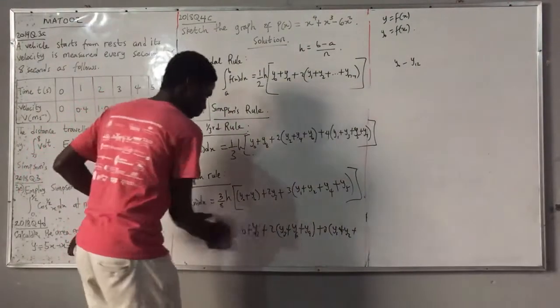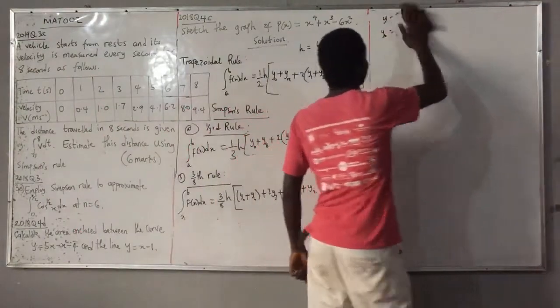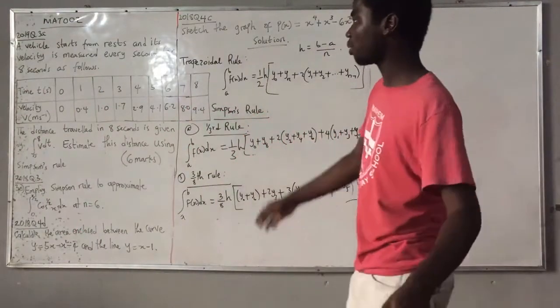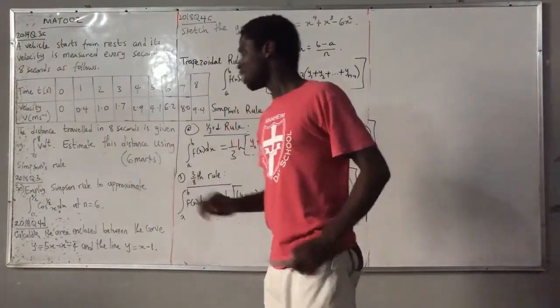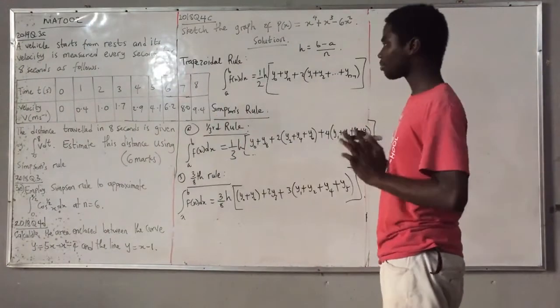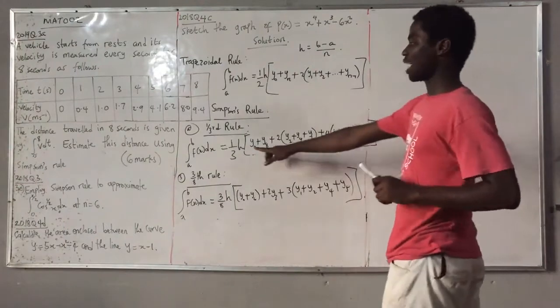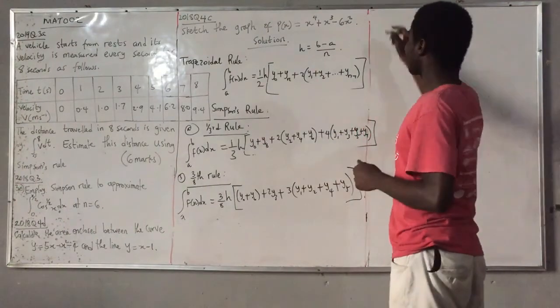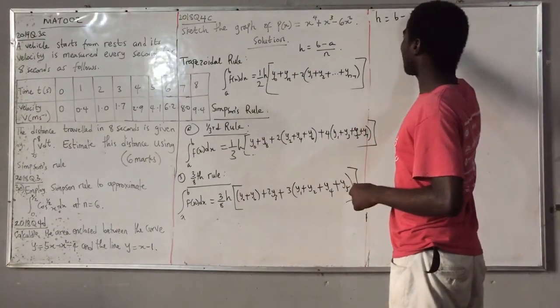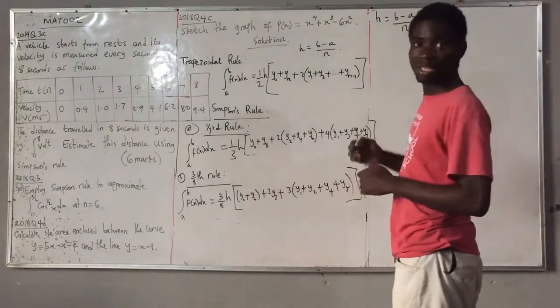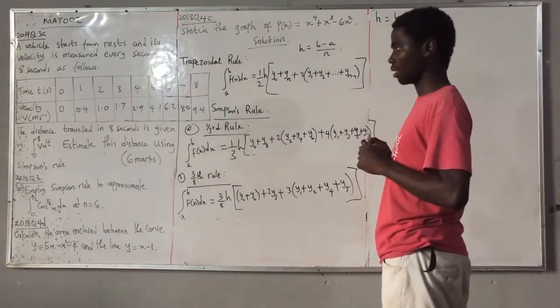But now let's come to the question we have here today. They have given us this value. So what do I need to get? What I need to get now is h. H is b minus a over n.